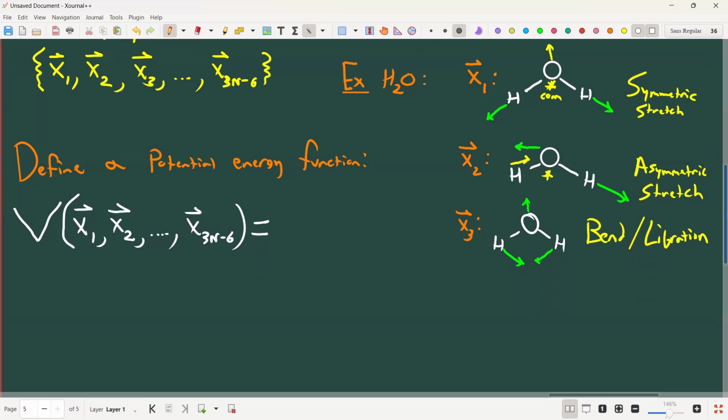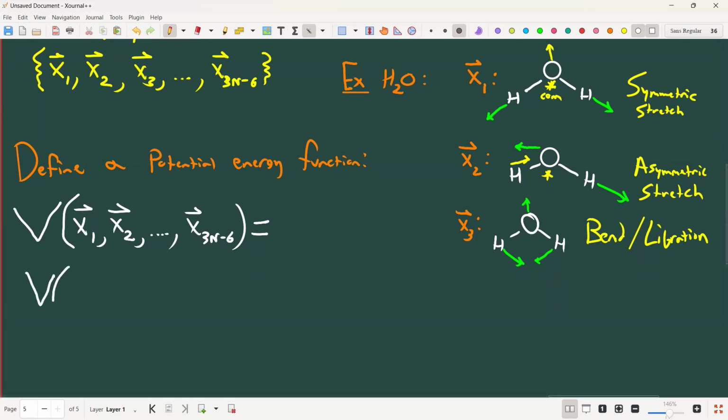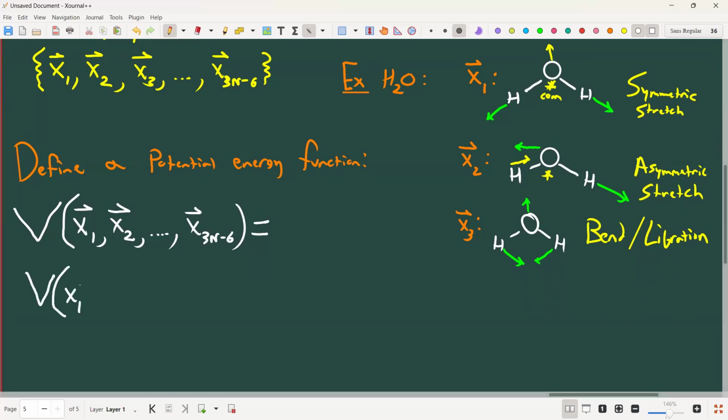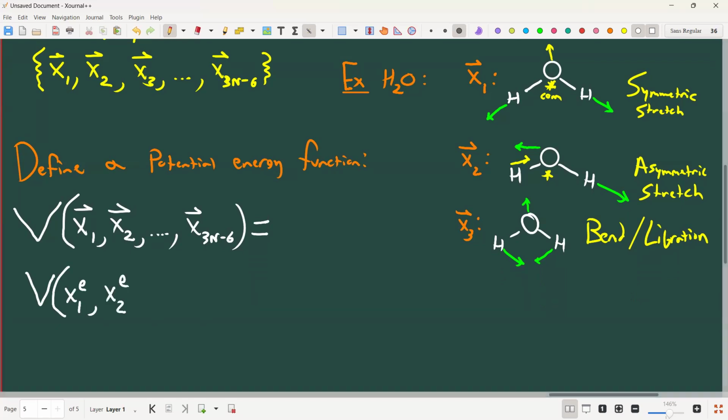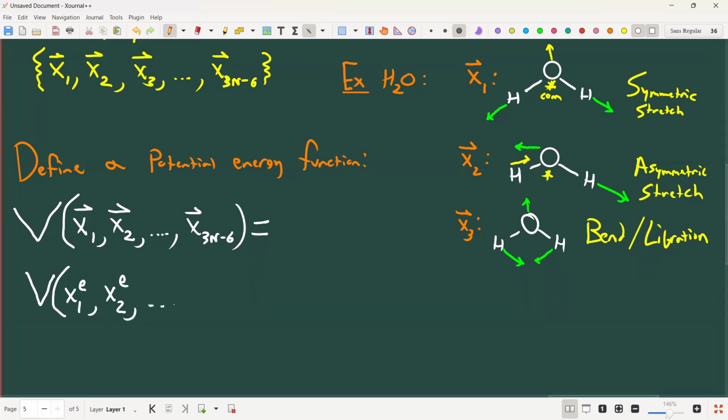And we're going to write the potential in a polynomial way. We're first going to have a zeroth order term, which is the potential evaluated at the equilibrium positions. I'll call them x1e, x2e, and so on. These are the equilibrium positions.